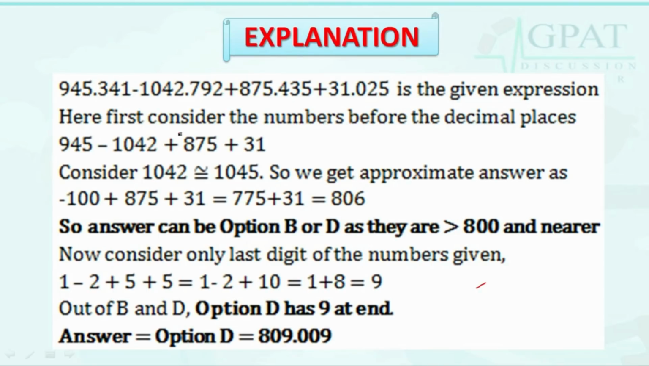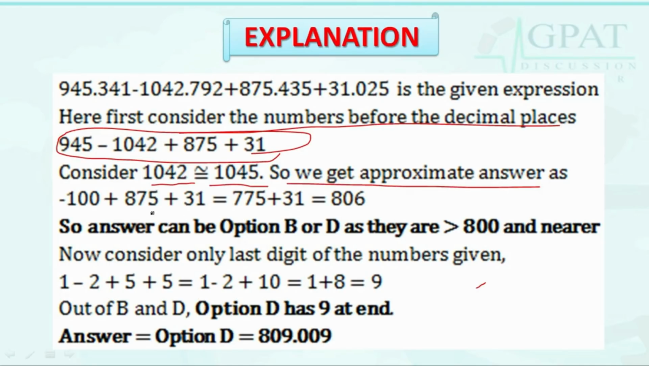So here first consider the numbers before the decimal places. So we have to just put all the values before the decimals and consider that 1042 is equivalent to 1045. So we get an approximate answer as 806. So answer can be option B or D, as they are 800 greater and nearer.